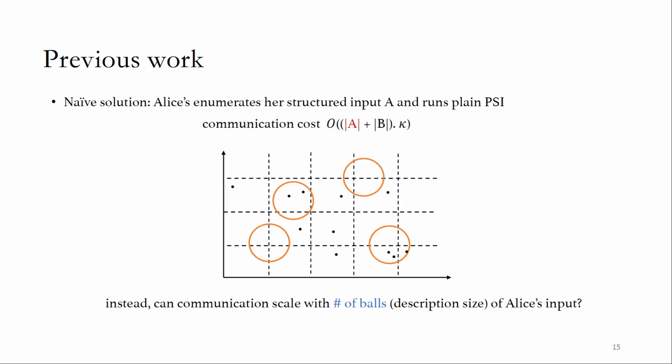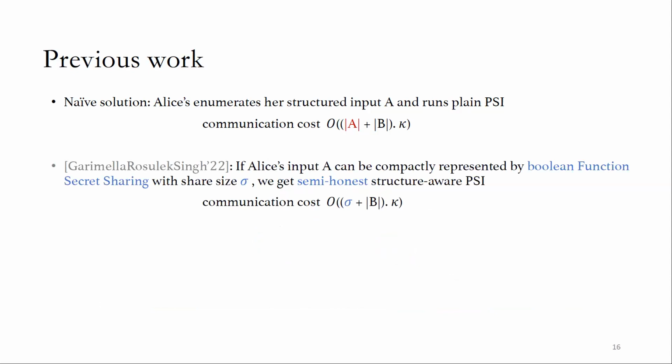Can this be done? Well, last year, we answered this question in the affirmative, and we presented a generic paradigm to get structure-aware PSI in the semi-honest model. If you have a structured input, and you can compactly represent it by a Boolean function secret sharing scheme, where the share size is sigma, then Alice's communication will scale with this share size instead of the cardinality of her input set.